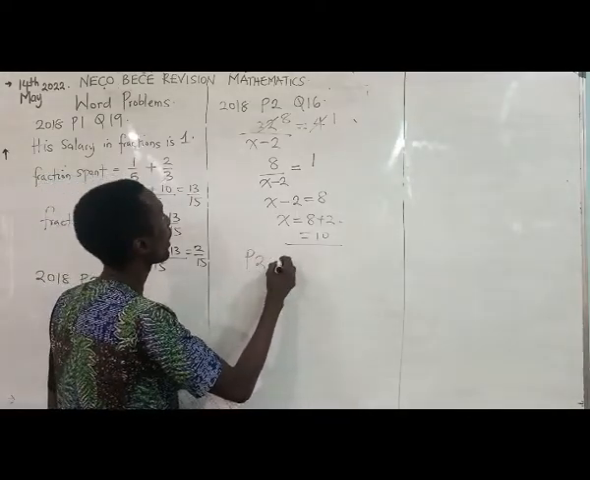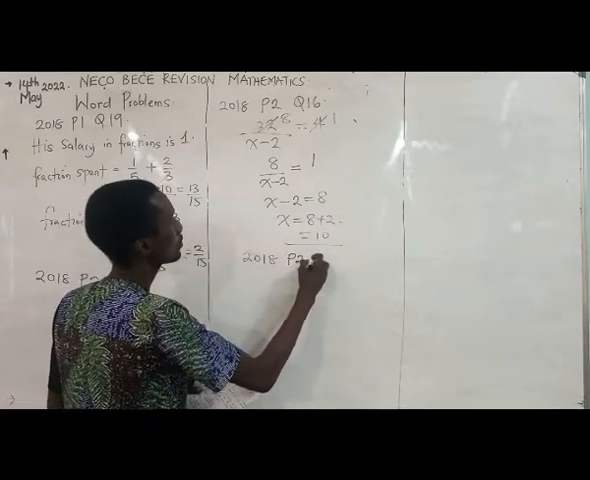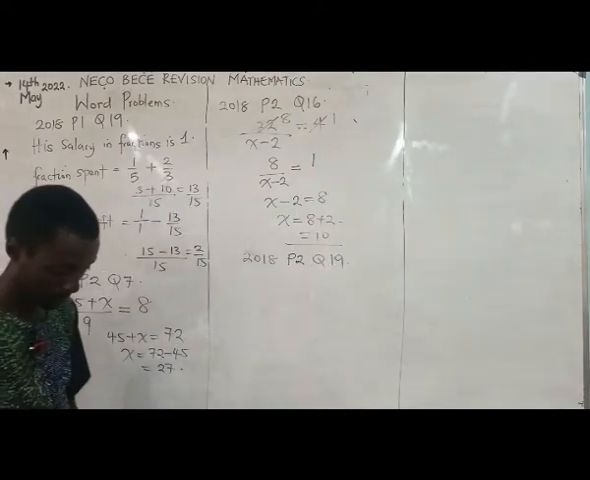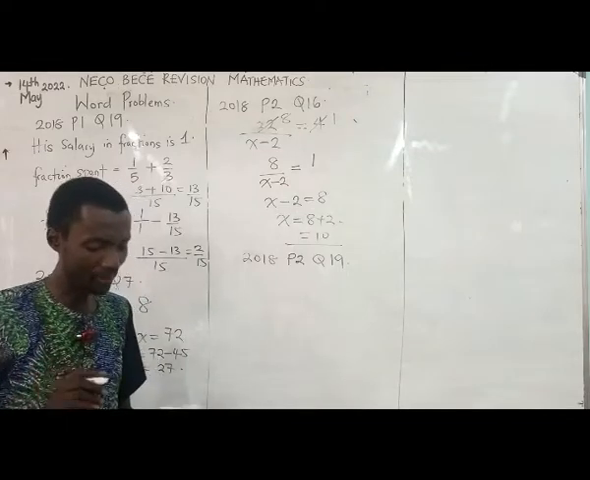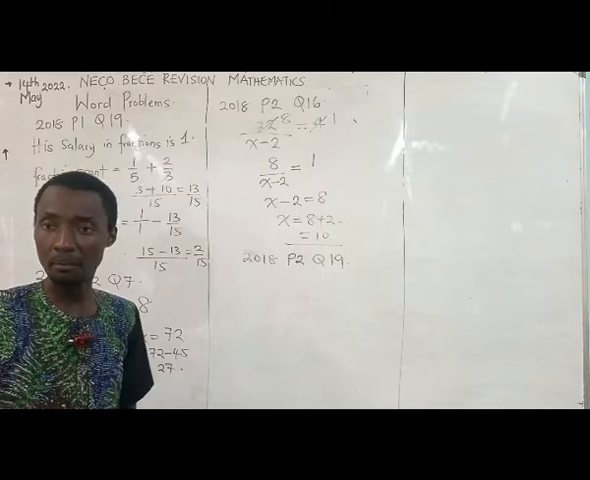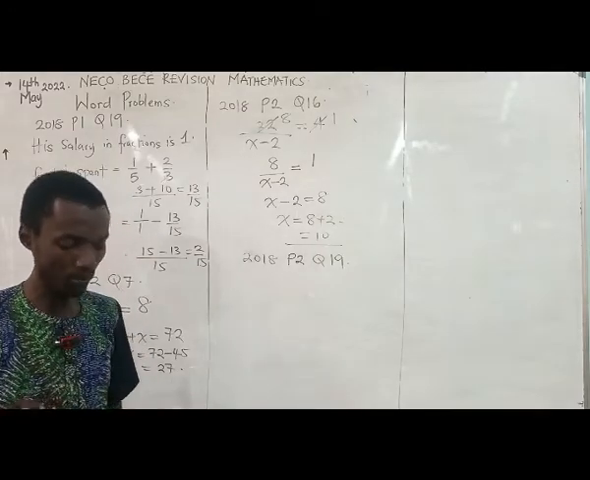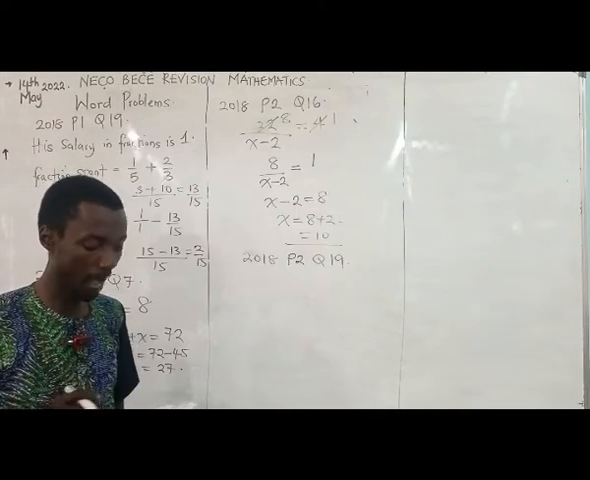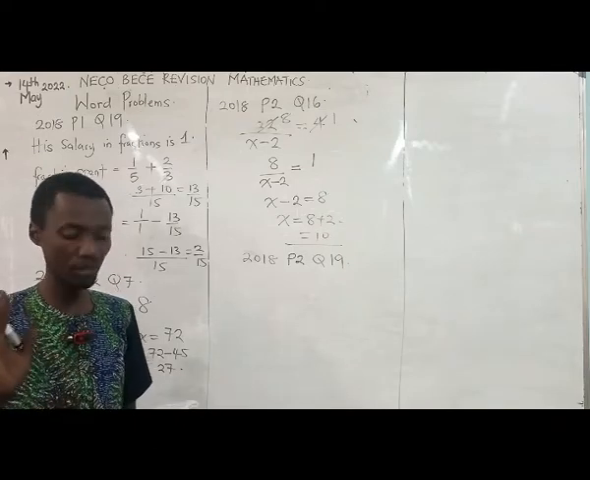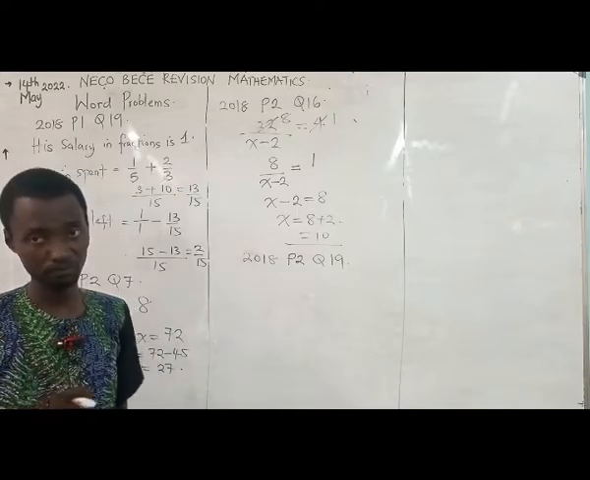2018 P2 question 19. What does question 19 say? 4 over 9 of the spectators in a football match are what? Males. If 200 of them are females, how many spectators are there in the competition?